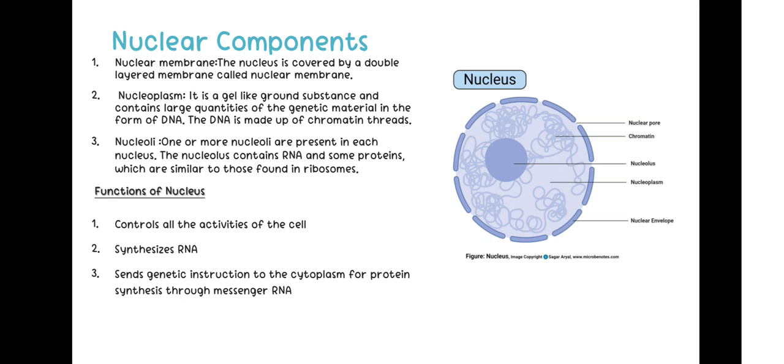They synthesize RNA, producing the RNA, and send genetic instruction to the cytoplasm for protein synthesis through messenger RNA. So from mother cell to daughter cell, or in the meiosis process, from parent cell to daughter cell, they are sending the genetic instruction through messenger RNA.